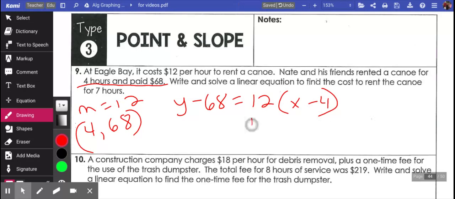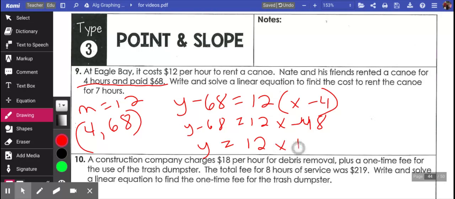And then you have 12x minus 48. Ooh, that's minus 48 if you're listening. Y minus 68. And then we're going to add 68. So we have 12x. And when you add 68, you get plus 20. So then once you get that, you take your 7 hours and you times it by 12. So you put your 7 in here, and then you get plus 20, and so you get your y equals $104.